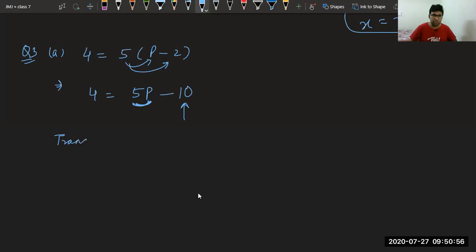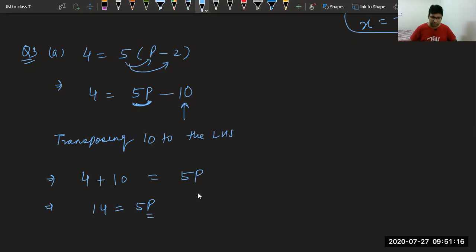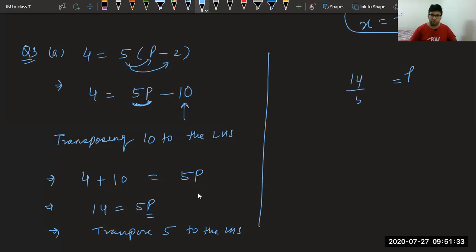So transposing 10 to the left hand side. Here it is subtracting, so there it will add. We will have 4 plus 10 is equal to 5P. Now it becomes 14 is equal to 5P. Now to make this P alone, you can use other properties also, no issue. Now we will transpose 5 to the left hand side. It becomes P is equal to 14 upon 5. This is the right answer.